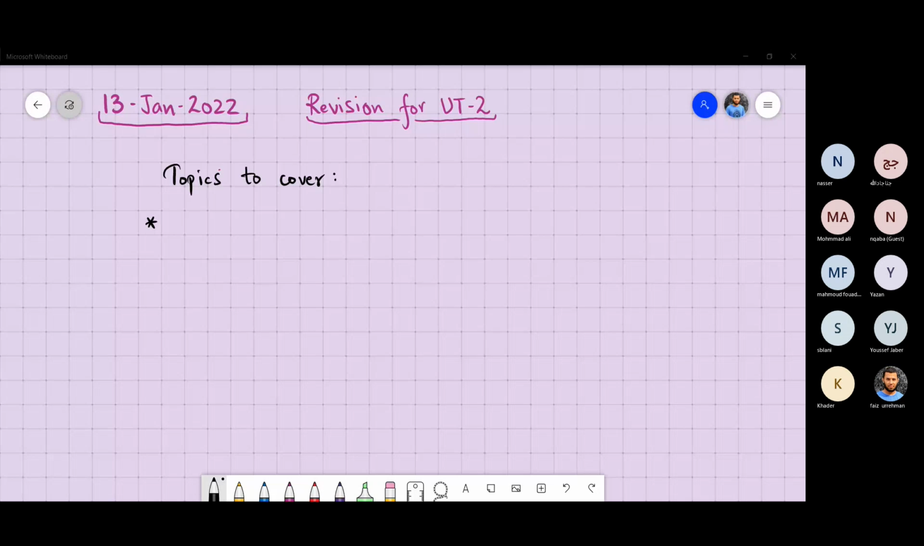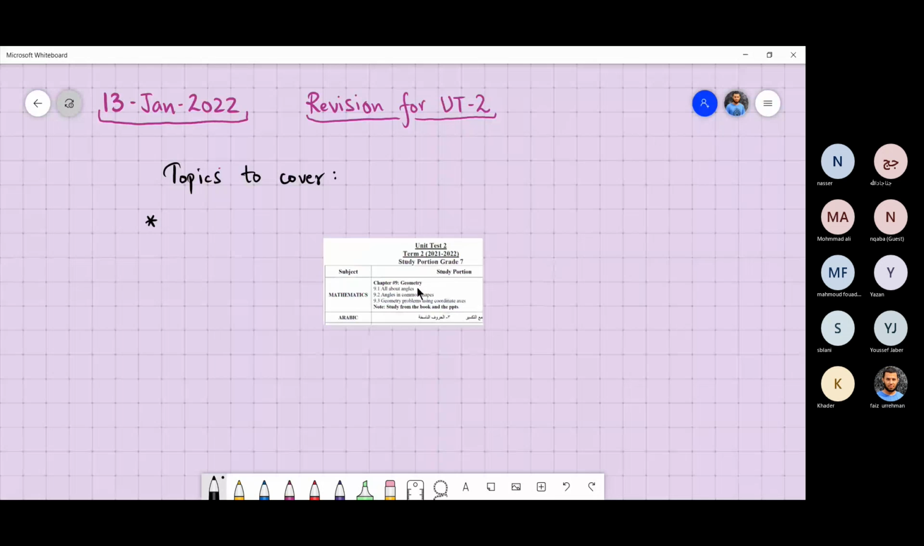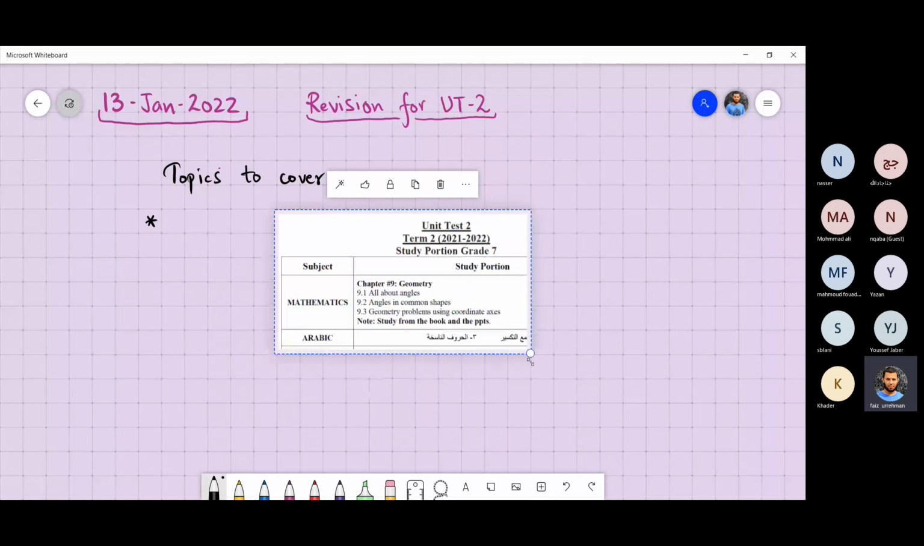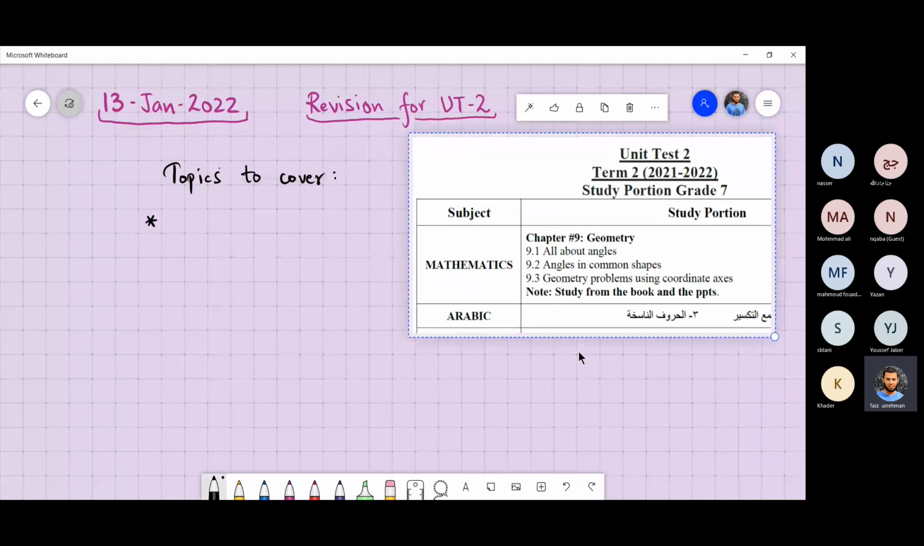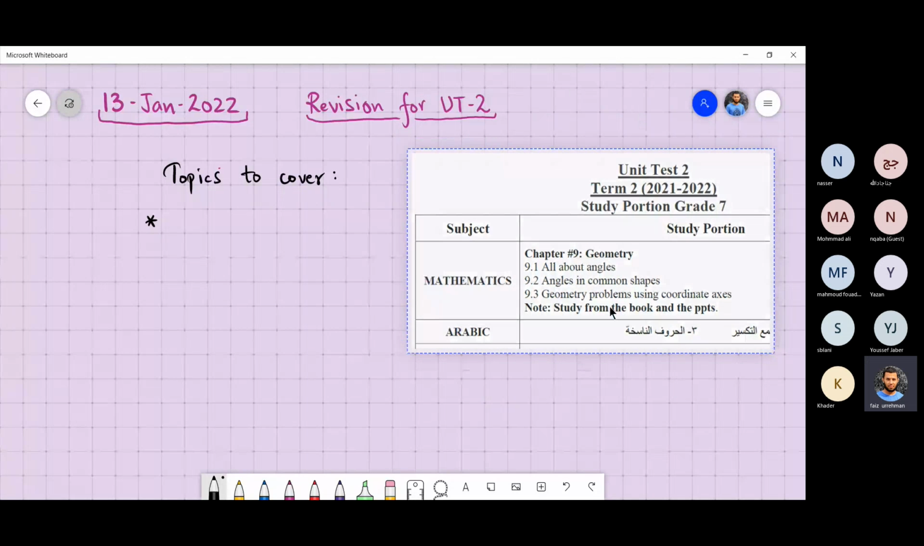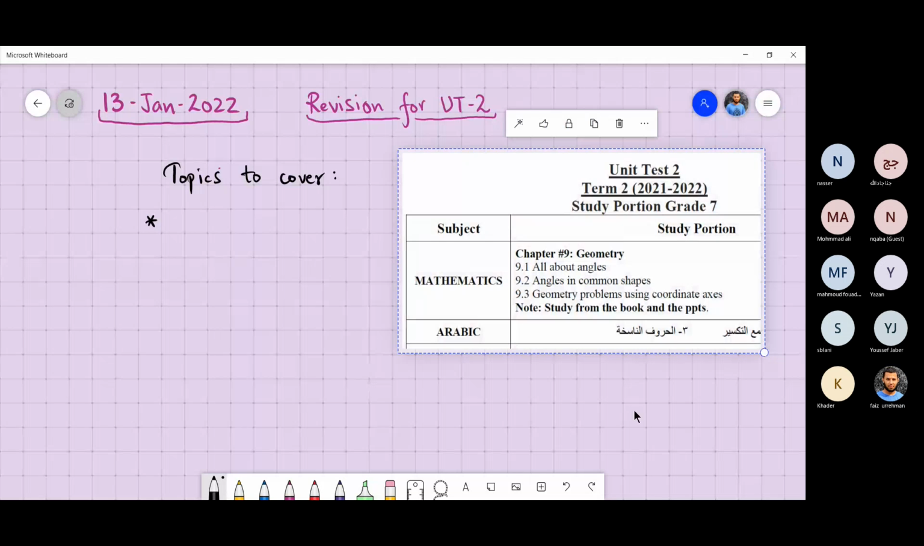Okay, this one. 9.1, 9.2, 9.3. These three lessons will come. Chapter 9, 9.1, 9.2, 9.3. Yes, graph will not come this time. In unit test 2, graph and travel graph, Alhamdulillah, they will not come.